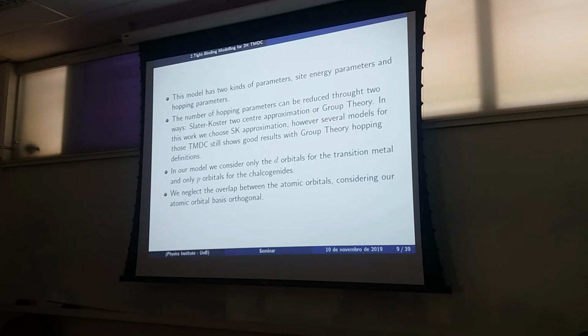In my model I consider d orbitals for the transition metal and p orbitals for the chalcogenides. That's my choice. Some people use only d orbitals. I use all the 5 d orbitals. You can use at least only 3 to model this. It's a choice, basically. And we neglect the overlap, okay?